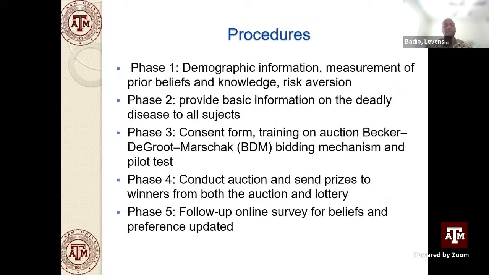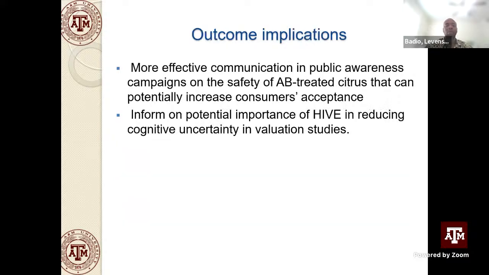groups. So we'll have 5 phases in our study. We'll collect demographic data and baseline data, and at phase 3, we will conduct the BDM auction, and at phase 4, send the prize to the winners. And at phase 5, we do a follow-up study to update our information.